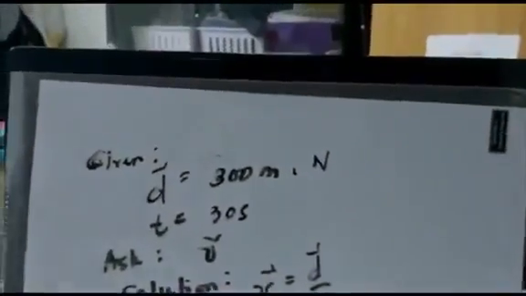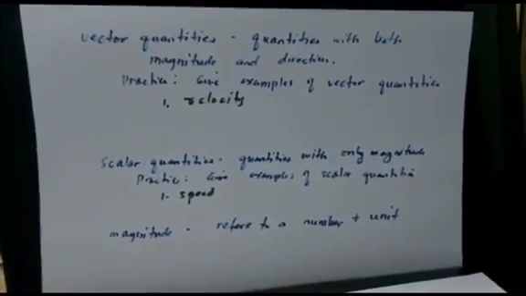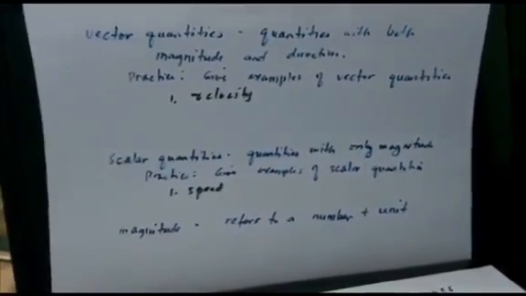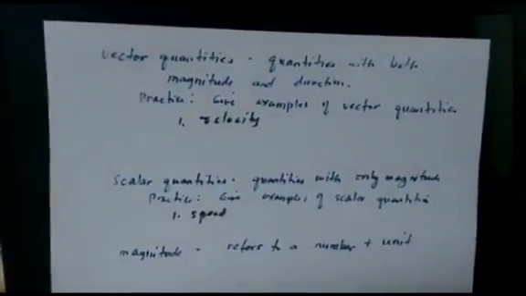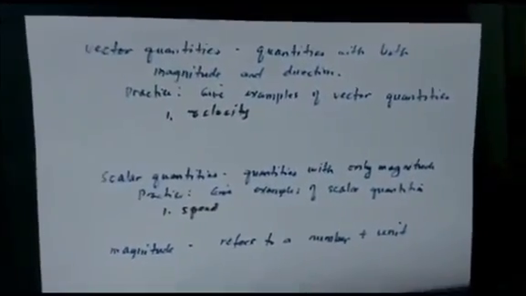Now, in our previous discussion of speed and velocity, we always used the terms vector quantities and scalar quantities. So let us try to differentiate the two now. Vector quantities are quantities with both magnitude and direction. And scalar quantities are quantities with only magnitude. When you say magnitude, magnitude refers to the number and a unit. In our example of magnitude, you have 600 meters, 600 being the number and meter as the unit.